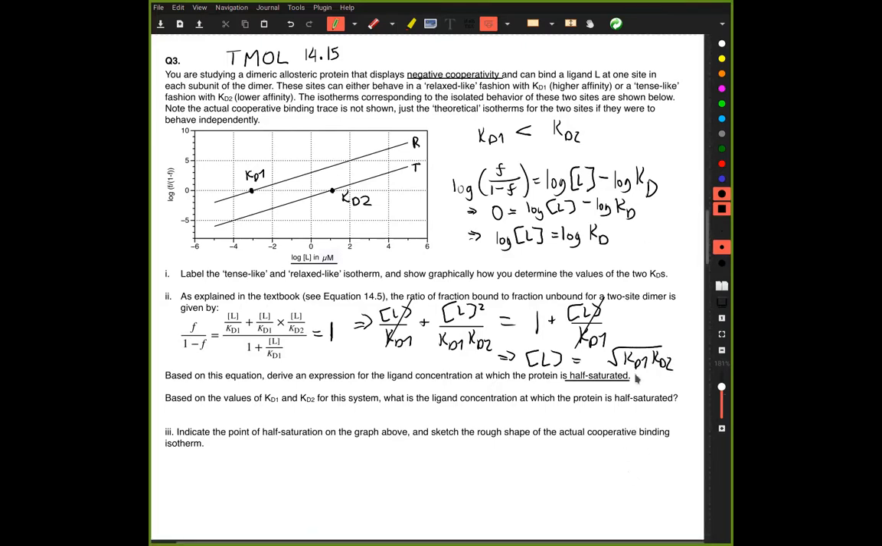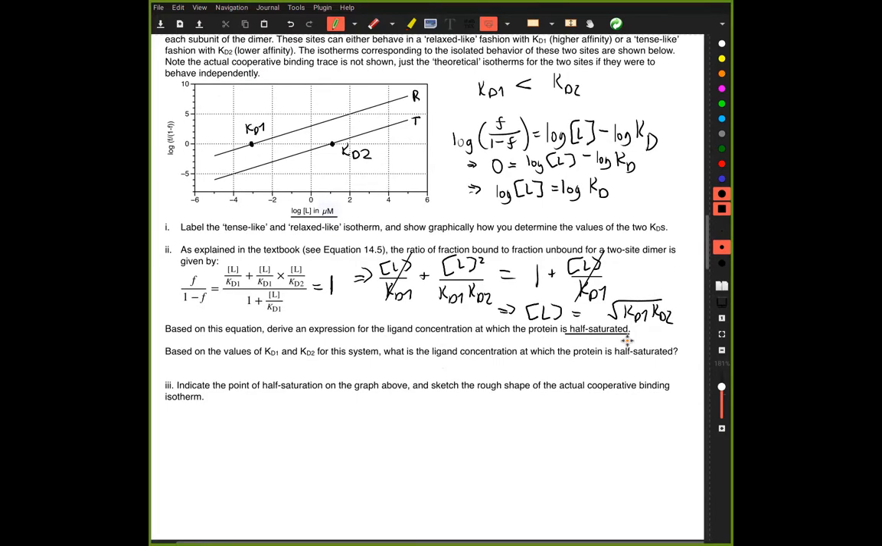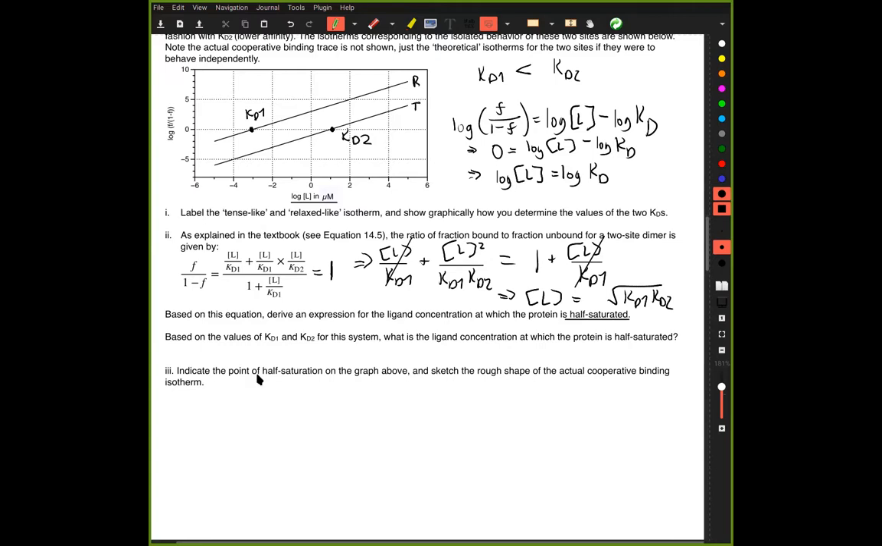And then using this and the KD values we derived in this section, you should be able to find the ligand concentration at which the proteins have saturated just by plugging in values. And then for part 3, we need to indicate the point of half saturation on the graph above and sketch the shape of the isotherm based on that.